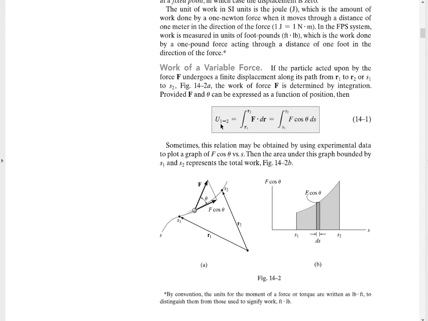Now the finite amount of work between two positions, position vector r1 and position vector r2 for a second position, is defined as an integral going from r1 to r2 of this F dot dr, or from s1 to s2, and you can see here F cosine theta ds. If we plot this function F cosine theta, the work between s1 and s2 is the area under the curve F cosine theta.